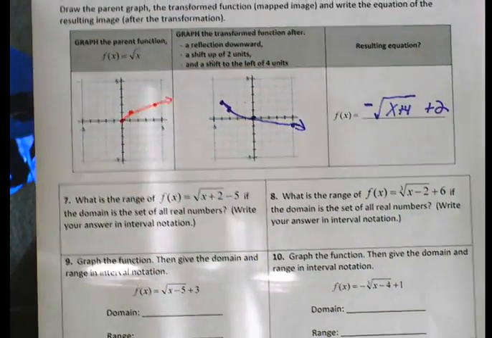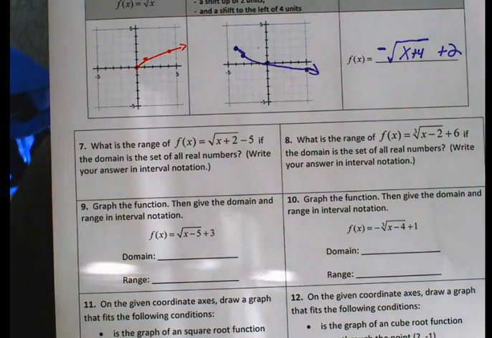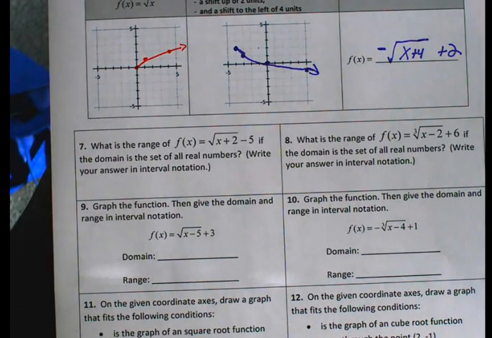All right, let's go on to number 7. What is the range of f of x equals the square root of x plus 2 minus 5 if the domain is the set of all real numbers? Write your answer in interval notation. Okay.